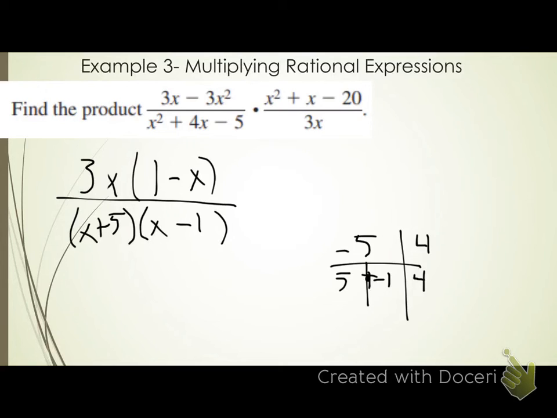Let's look at my second numerator. Wait, x plus 5 or x minus 1. Would the 1 minus x and the x minus 1 not cancel each other out, or because they're not the same, are they? Okay?